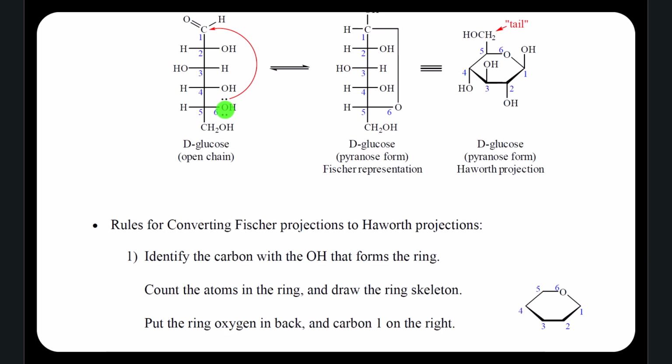What we're then going to do is draw a side view perspective drawing of a ring of that size. So here is a 6-membered ring, side view perspective. We are also going to put the ring oxygen in the back, and we're going to put carbon 1 on the right. It's often helpful to number the Haworth projection so that we can transfer the groups on the corresponding carbons of the Fischer projection to the correct carbon of the Haworth projection.